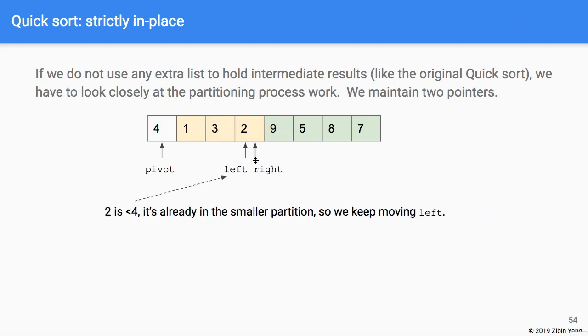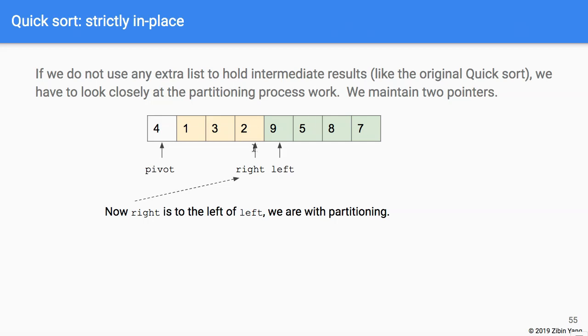Now after we swap them, we move the left and right pointers again, and now they are pointing to the same element. Okay, now we go through the same process. We look at the left pointer, and the left pointer is pointing to 2. 2 is smaller than the pivot, so it is in the right place. Therefore, we just move the left pointer one more to the right, and then check 9.